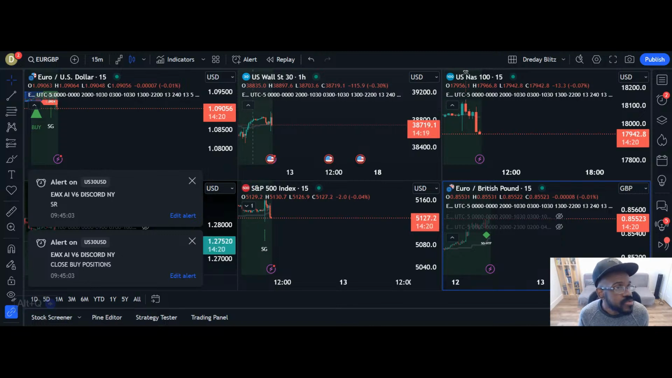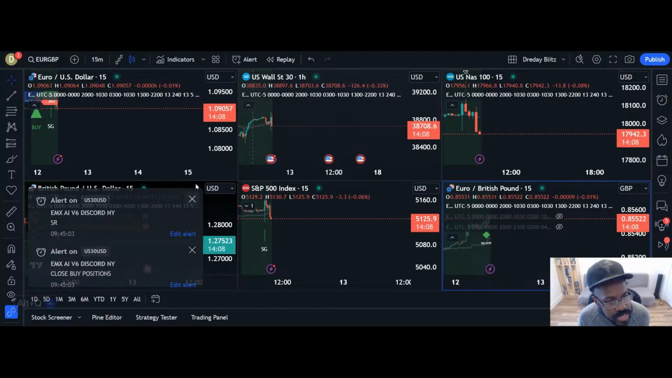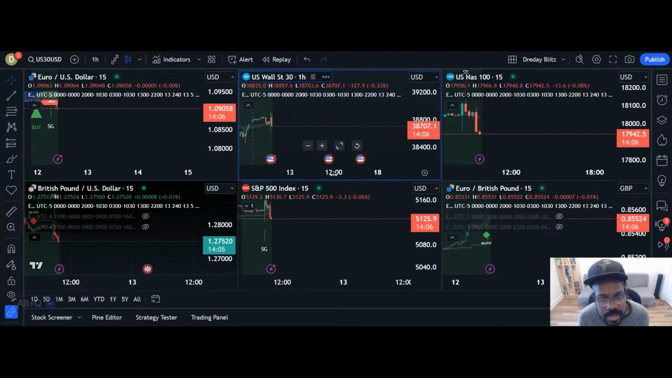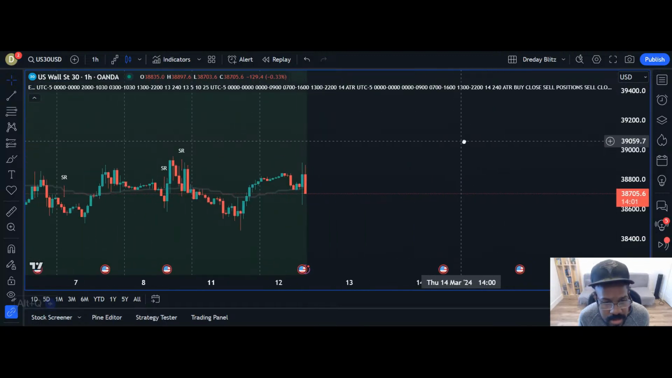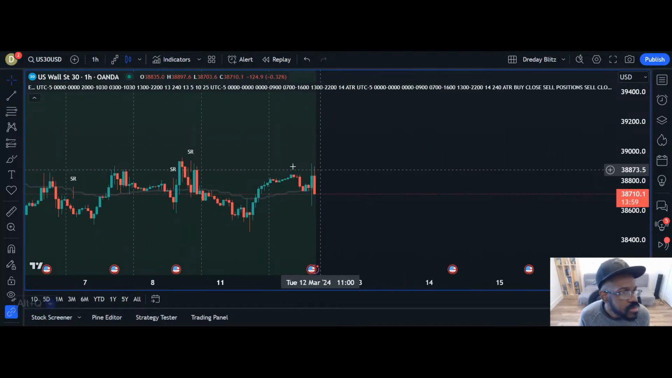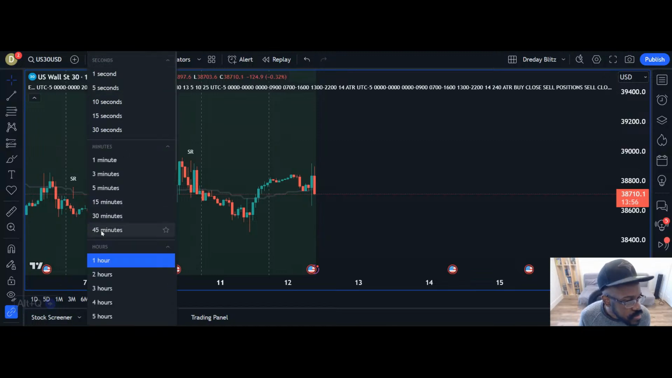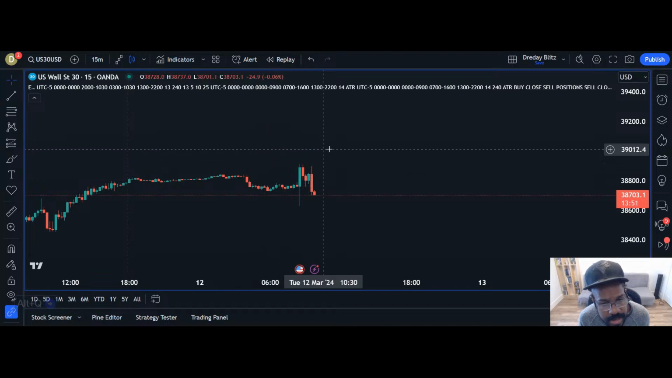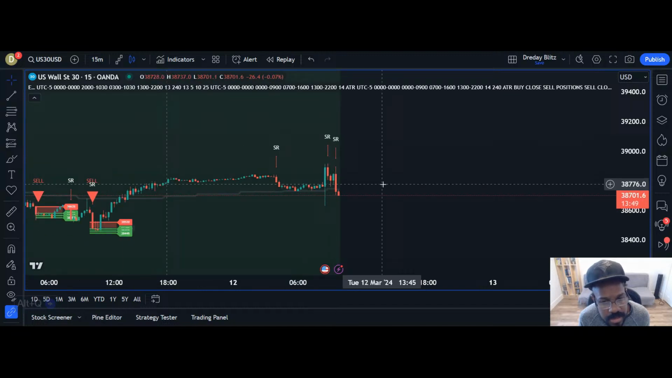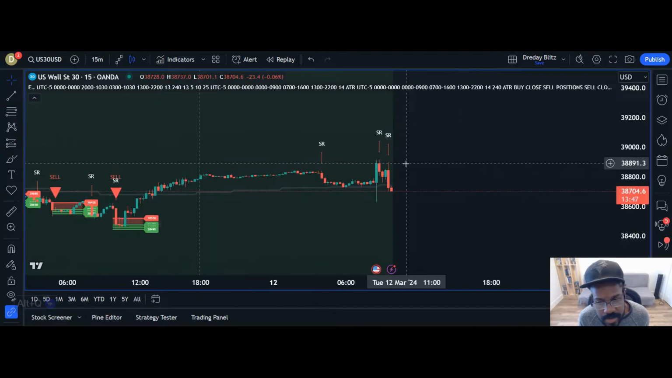All right, so we just received a signal for US 30. It says switch red. So let's look at it and explain exactly what you're seeing here. The signal is off of the 15-minute chart, so I'm just going to go down to the 15. There we go. As you can see, you have a SR.